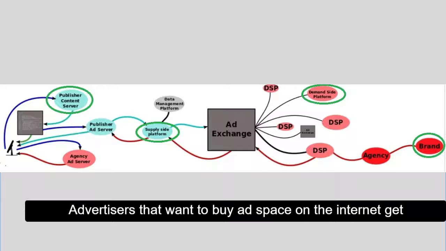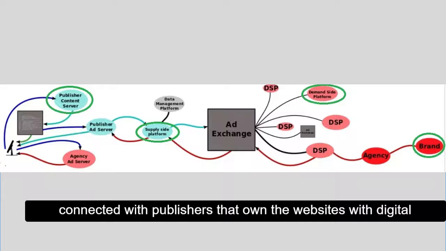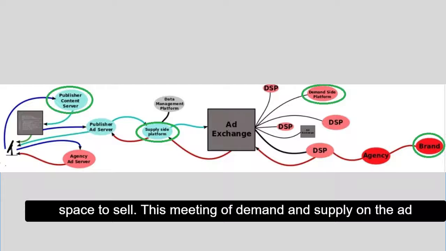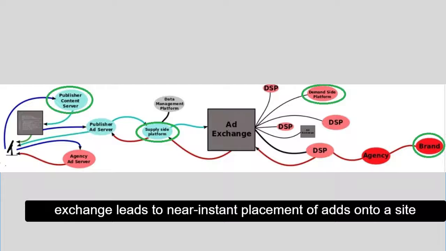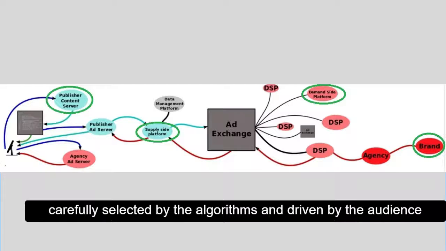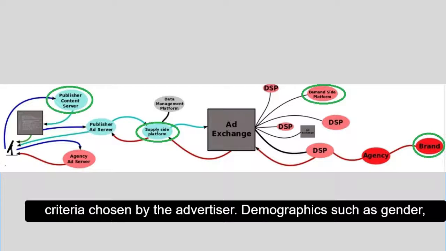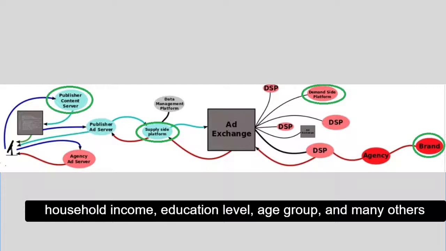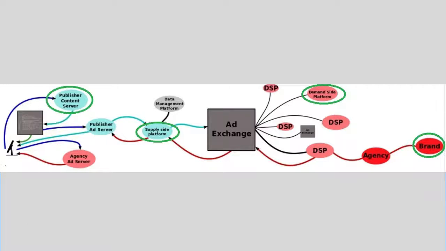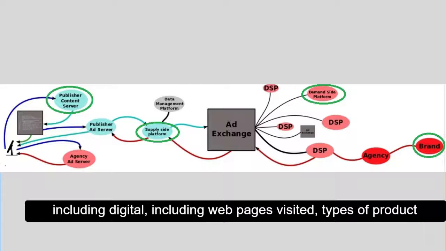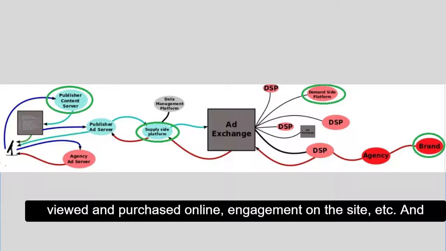Advertisers that want to buy ad space on the internet get connected with publishers that own the websites with digital space to sell. This meeting of demand and supply on the ad exchange leads to near-instant placement of ads onto a site carefully selected by the algorithms and driven by the audience criteria chosen by the advertiser. Demographics such as gender, household income, education level, age group, and many others, or behavioral data, including web pages visited, types of products viewed and purchased online, engagement on the site, etc.